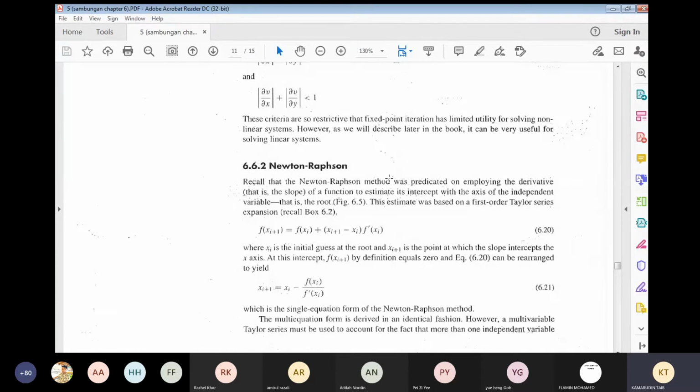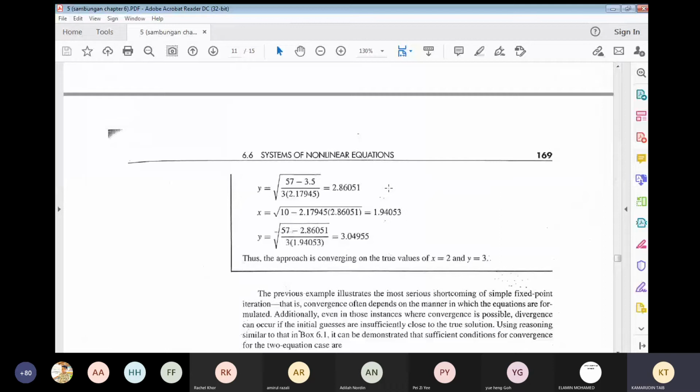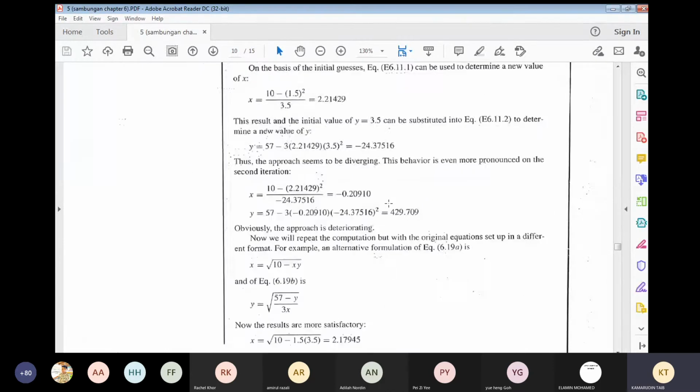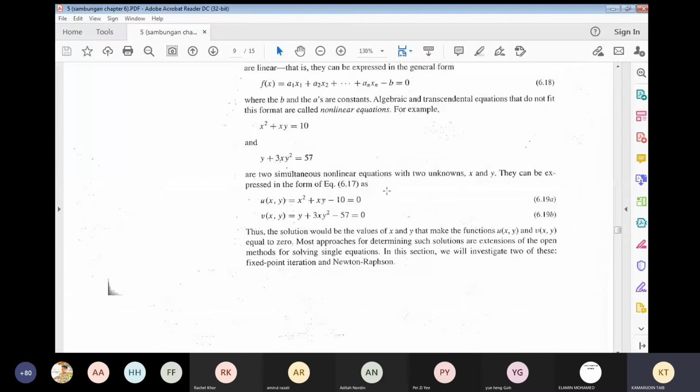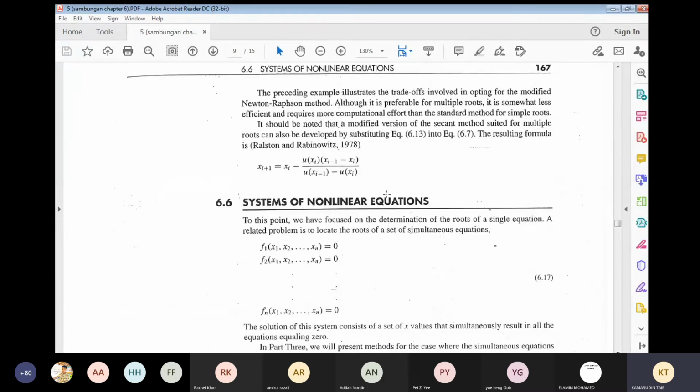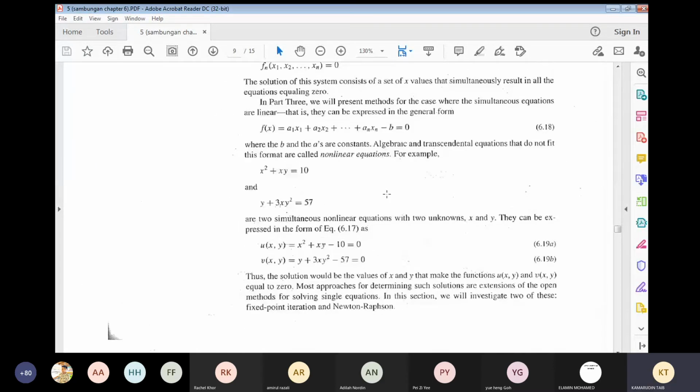Okay, the next method that I'm going to show you on multiple roots is called Newton-Raphson. Just now we had an open method, fixed point iteration. Now we have Newton-Raphson.